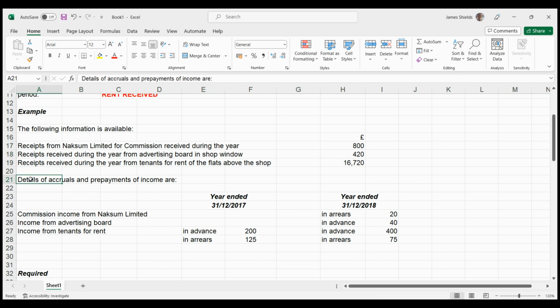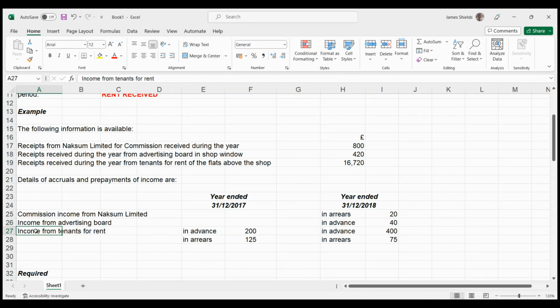Now we've got details of accruals and prepayments of income. These are as follows. So our current year is on the right. The year ended on 31st December 2018. So that's the end of the year. And the previous year, the year ended on 31st December 2017. So that'll also be the beginning of our current year. So commission income from Nexum Limited, there was nothing at the end of 2017. But at the end of 2018, it was in arrears of £20. Income from advertising board. At the end of 31st December 2017, there was no accrual or prepayment of income there. But at the end of 31st December 2018, £40 has been received in advance.